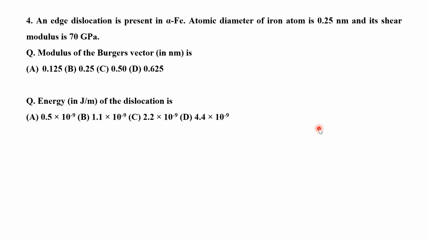So modulus means basically we have to calculate the magnitude. Once you know the type, you can easily calculate. So you have to basically know the type of edge dislocation in BCC, FCC, etc. So do you have an idea on what is the type in BCC? 111. Yes.